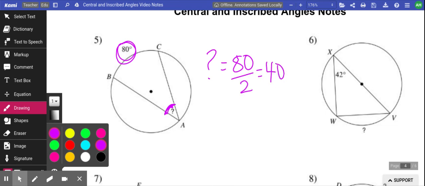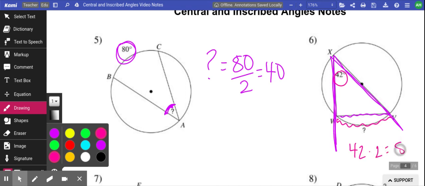Okay, so now if we move over to this one. This one is the exact same thing as number 5, but they have this line in there, which you don't actually need. So I always like to draw these out like this. Here are the two lines that make up this thing. If this is 42, remember, inscribed is half of what's out here. So that means it's going to be 42 times 2, which is 84.